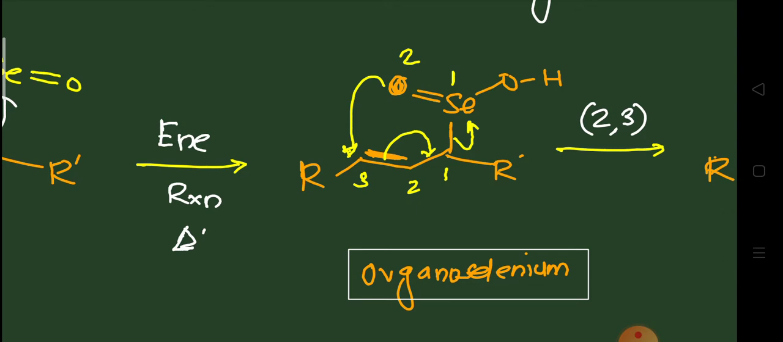Now, after the ene reaction, there is a 2,3 sigmatropic shift. What is a sigmatropic shift? Sigma means a sigma bond, tropic means migration. So, migration of an atom or a group along with the sigma bond is called the sigmatropic shift, and here it is an example of a 2,3 sigmatropic shift. So here the oxygen at position 2 migrates to 3, the 3,2 bond shifts to 2,1, and the 1,1 bond breaks towards selenium.